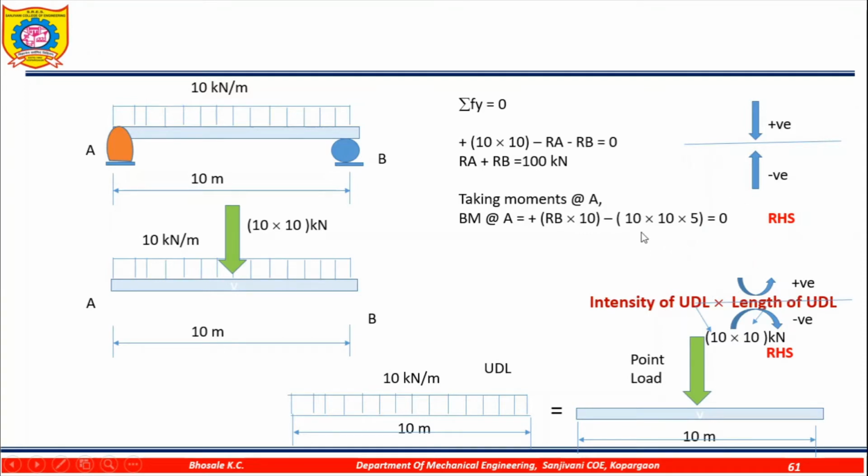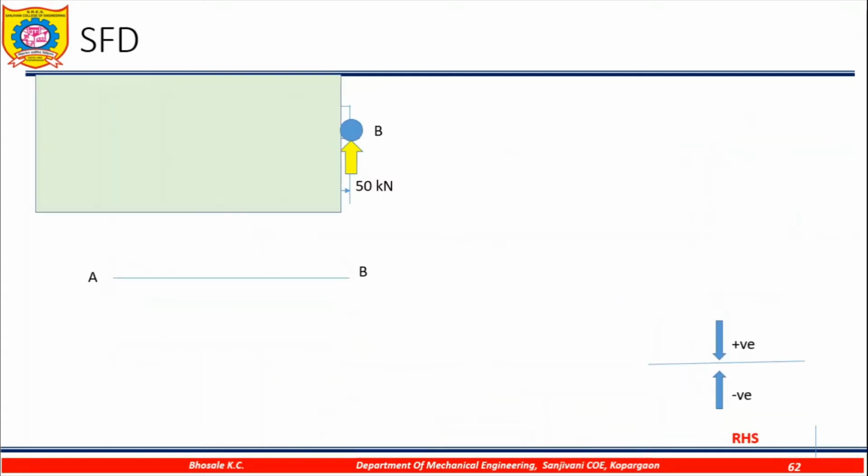So here 10 into 10, that is the point load into distance; it acts at the midpoint, so the distance is 5. From that we can find RB is 50 and RA is 50. This way we can find the reactions. Now the shear force diagram. We find the shear force at point B. It is minus 50, as the reaction is going upward. So we start from the 0 point to minus 50.